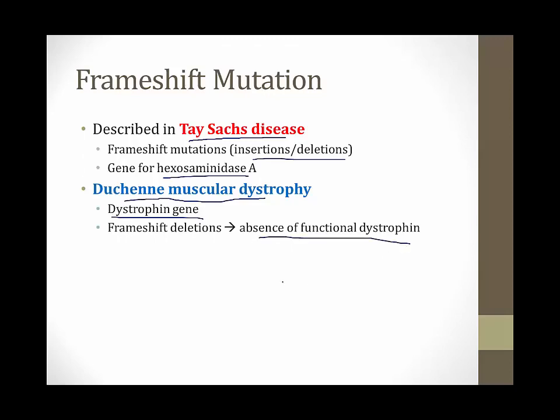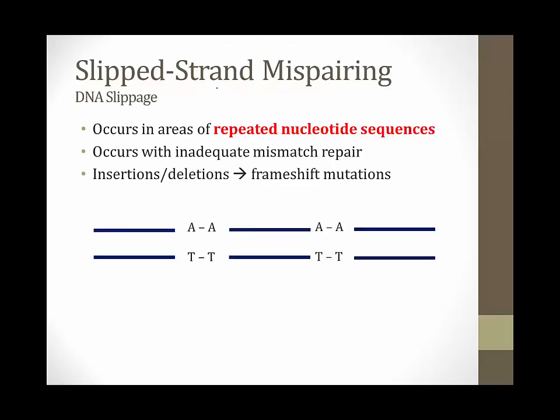And in contrast, Becker muscular dystrophy is a much milder version of muscular dystrophy, and the reason it's milder is because the mutation in that condition is not a frameshift mutation. The final topic for this video is slip strand mispairing, or DNA slippage. This is a phenomenon that occurs in segments of our genome with repeated nucleotide sequences. It can be prevented by mismatch repair mechanisms, but if those are inadequate, this can lead to DNA slippage. And DNA slippage can cause insertions or deletions, which, as we discussed before, can potentially lead to frameshift mutations.